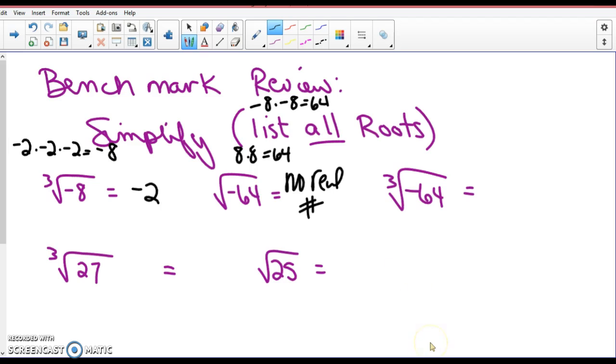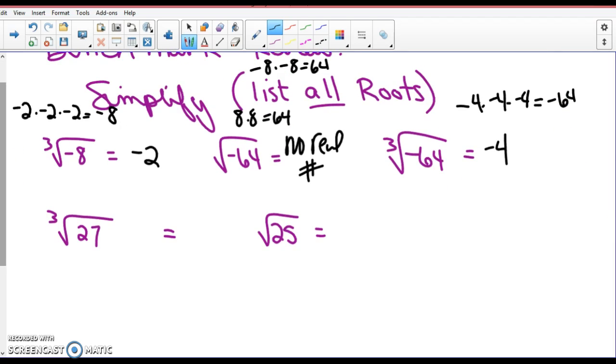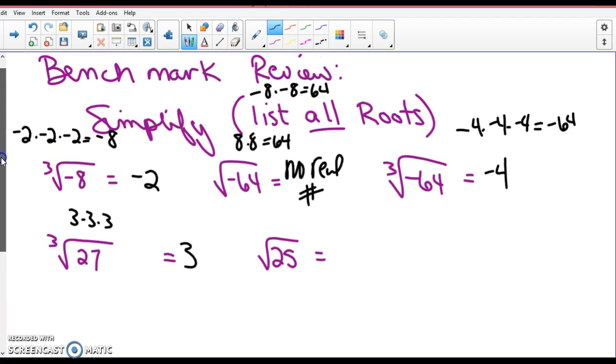What about this one? The cubed root of -64. Justin? Correct. Again, -4 times -4 times -4 does give you -64. What about this one? The cubed root of 27, Aaron. Correct. Because 3 times 3 times 3 is 27. Now, this is the tricky one. The directions said list all roots.